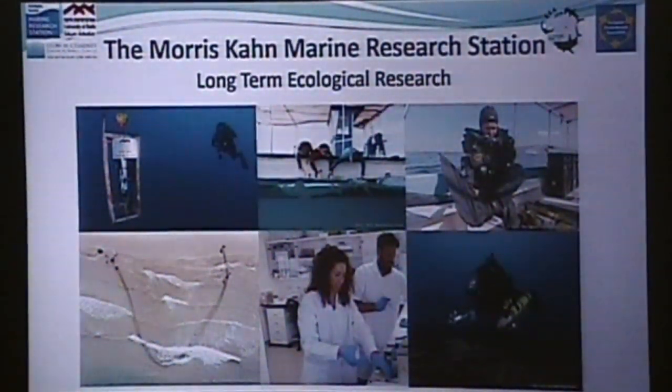This shark long-term ecological research, and the emphasis is on long-term, is part of the Morris Kahn Marine Research Station. What we do there is collect different data layers on the marine environment, starting from the chemistry of the water through the bacterial community of the soft sediment. We collect fish and invertebrates in the rocky reefs, and we also study pathogens of wild animals. The last is the apex predators, which I'm in charge of.